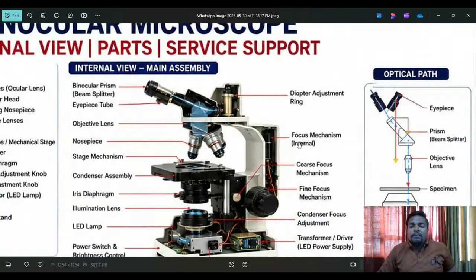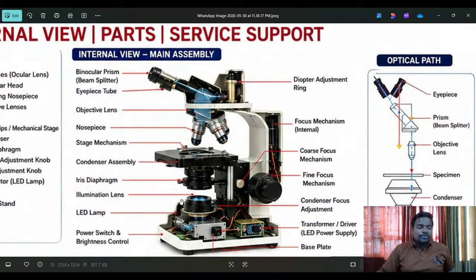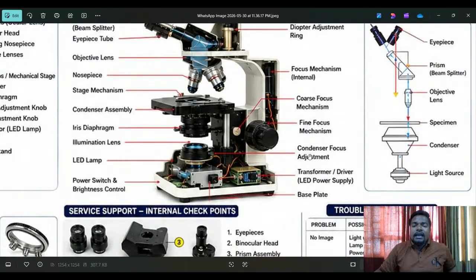Next, the internal focus mechanism. In this binocular microscope, mostly mechanisms are there. If you practice more, then you will understand how to operate them, but only when you go to the practical side. I'm giving basic information to update your mind. Next, the coarse focus mechanism and fine focus mechanism. I'm showing everything very clearly. And the condenser focus adjustment, keep every part in your mind.